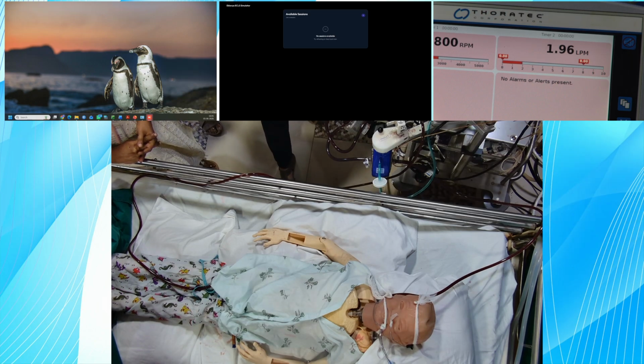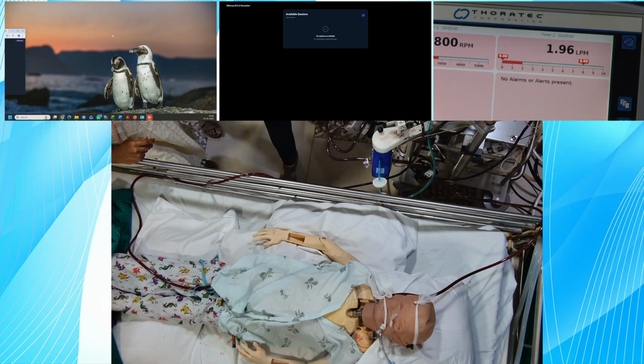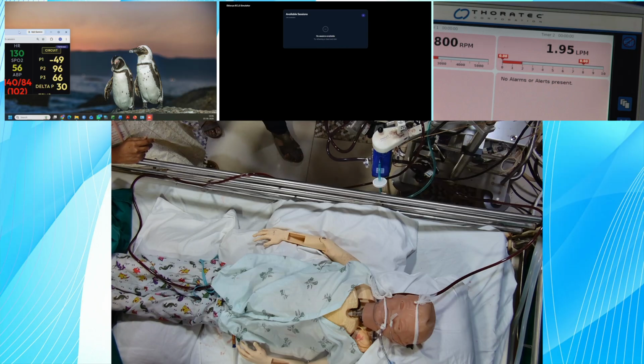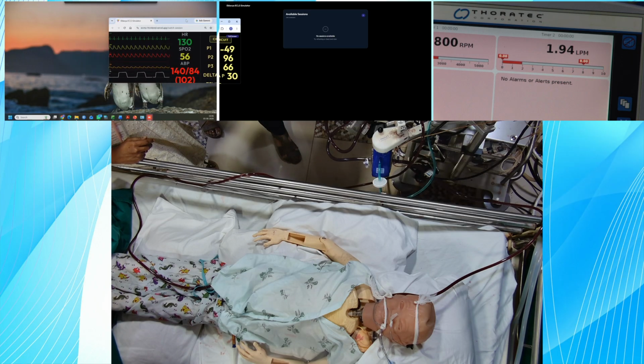Sir, is there any improvement in the saturation? No, that's what I'm saying, we are just getting the monitor on. But delta pressures are not high, so the oxygenator cannot be the problem. We have just told the scenario here. Let the hemodynamic monitor come and we'll start.